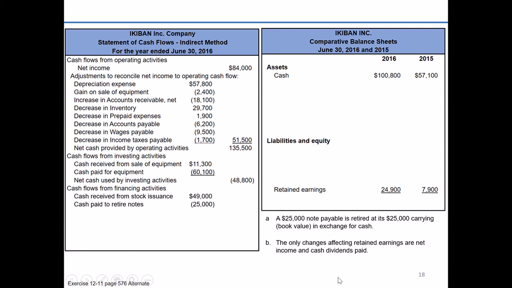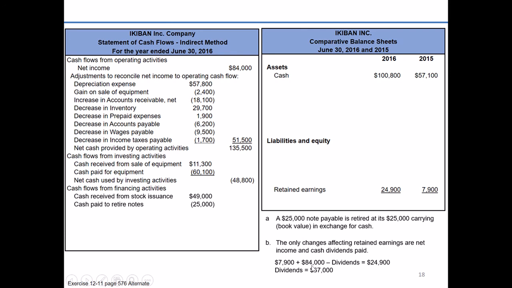So we know three pieces of that information. We're not told directly what cash dividends are. Again, another tricky one, but we can figure it out with the information we have. Start with the beginning balance of retained earnings, $7,900, listed on our balance sheet. Add to it our net income off of our income statement of $84,000.